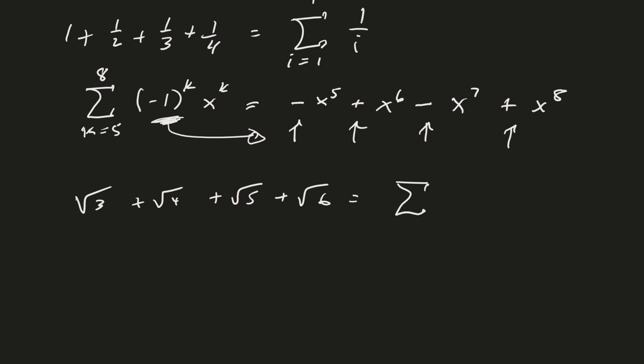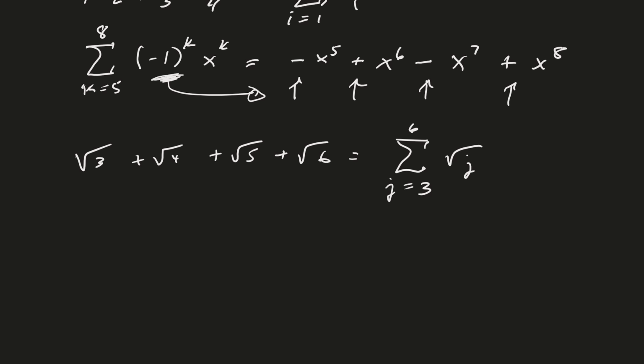Okay, are you back? What index did you choose? Did you choose i or k? I'm going to choose j just for fun. And so I'll have j is equal to 3 to 6, and then this would be the square root of j. Good.